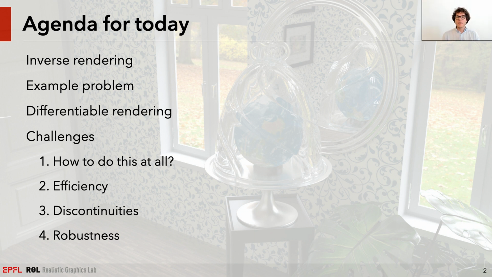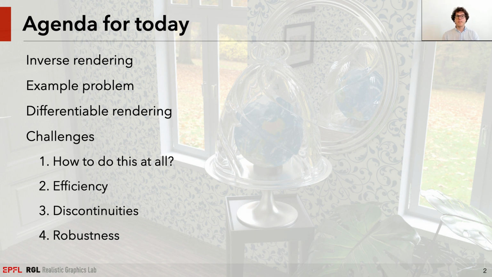I'll start by giving some intuition about the kinds of problems we're trying to solve, and I'll show several demos to convince you that this is in fact a really important problem with applications in many different areas. And then we'll introduce a simple example problem and use it to really explain differentiable rendering and some of the challenges that this involves, like how to do it at all, how to differentiate efficiently and deal with discontinuities, and how to make it robust.